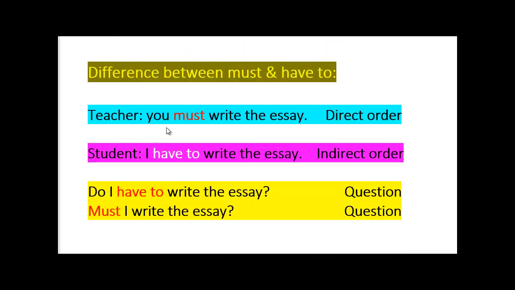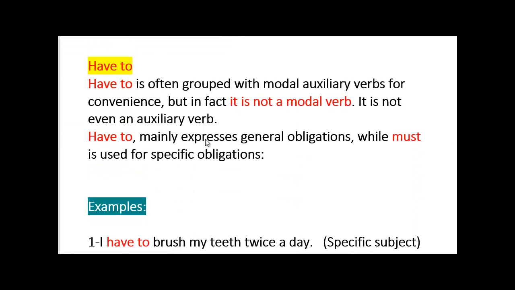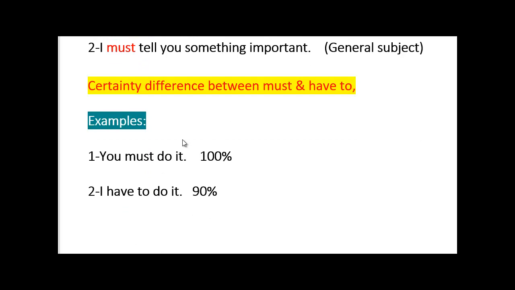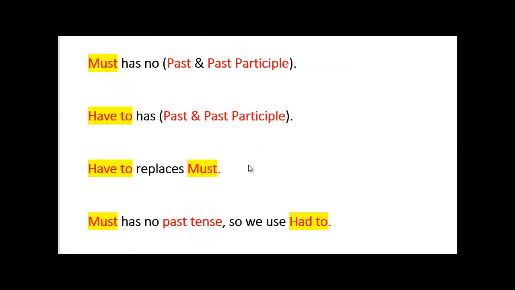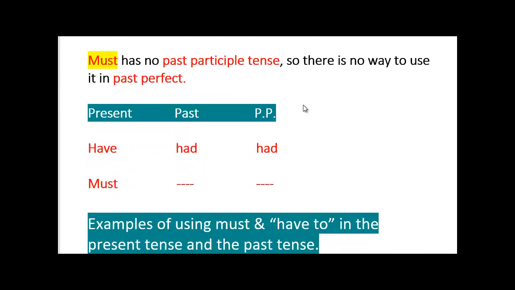So we gave a clear example of the difference between must and have to in the present, okay? And we explained all that in the present. And then we said that have to is not a modal verb. And then we said that must is 100% and have to is 90%. And we said that because must doesn't have a past and a past participle, in the past we use had to. Okay, and we gave an example here with a subject, had to, a verb, an object and a time expression.